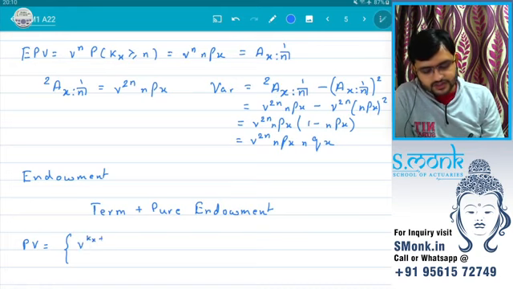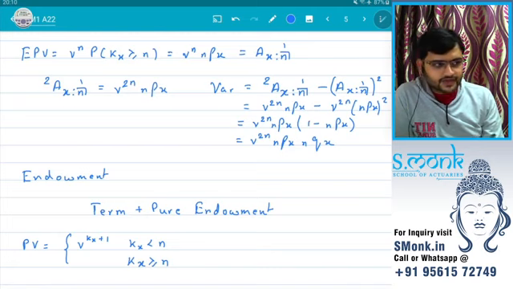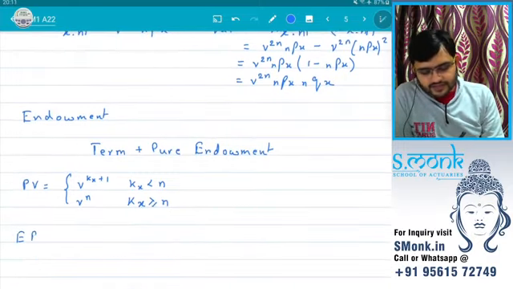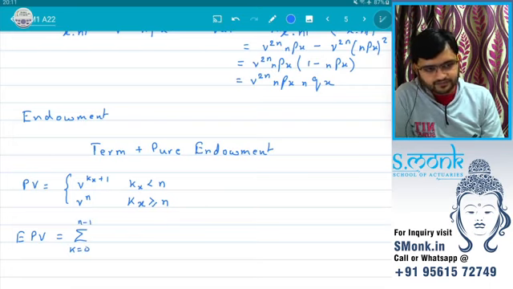v raised to Kx plus 1 if Kx is less than n. And if Kx is greater or equal to n, that means if the person survives those n years, then the payment would be exactly at time n, that is v raised to n. For expected present value, we will just add the expected present values of both. So k equals 0 to n minus 1, we'll have v raised to k plus 1, kpx, qx plus k, plus v raised to n, npx.